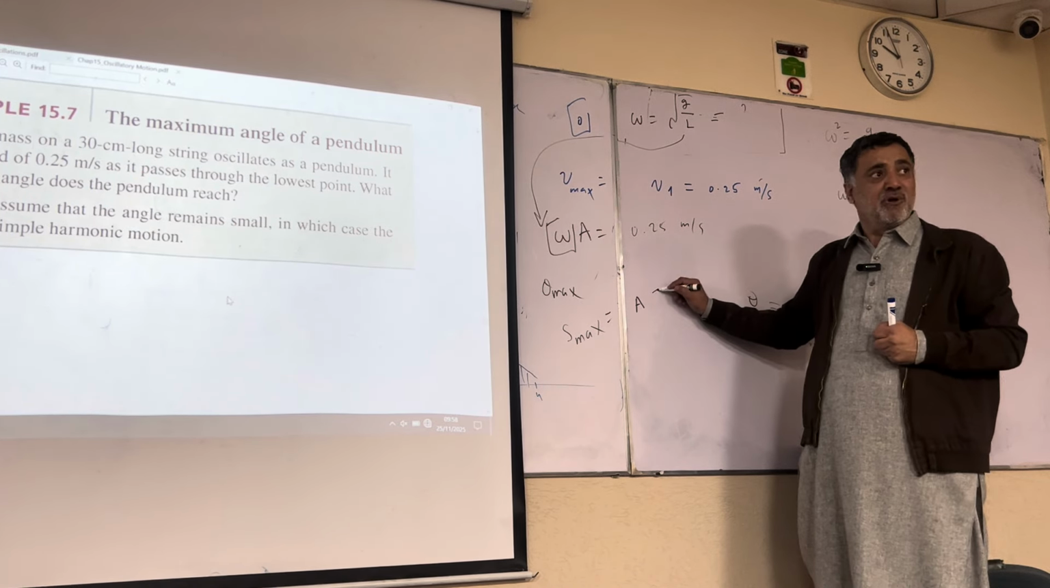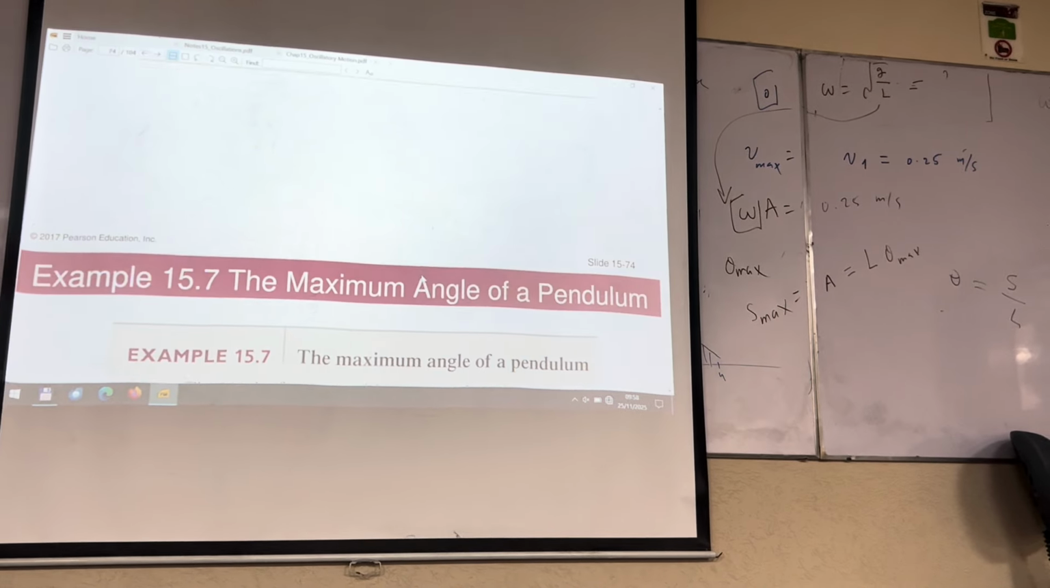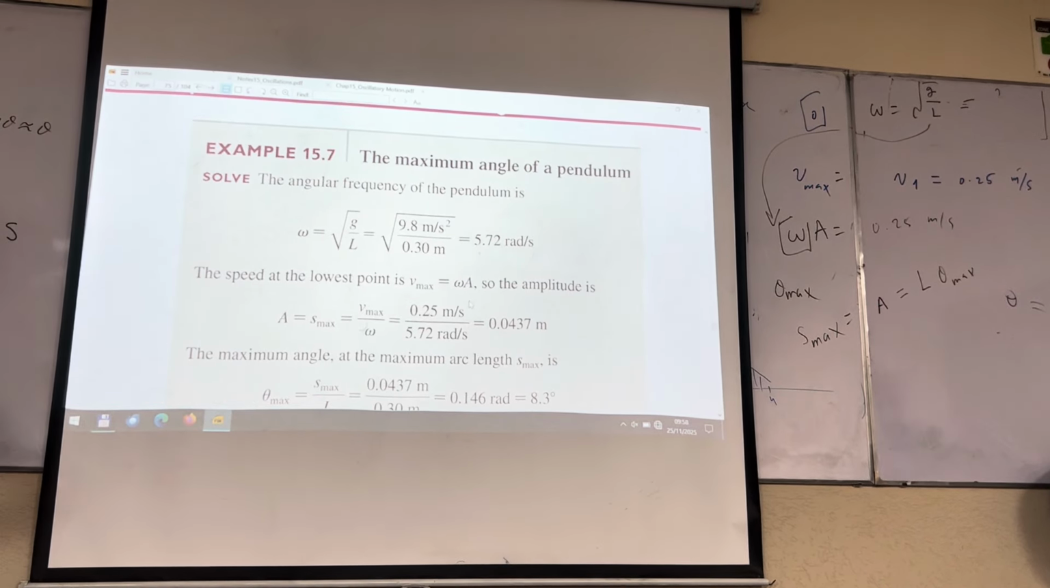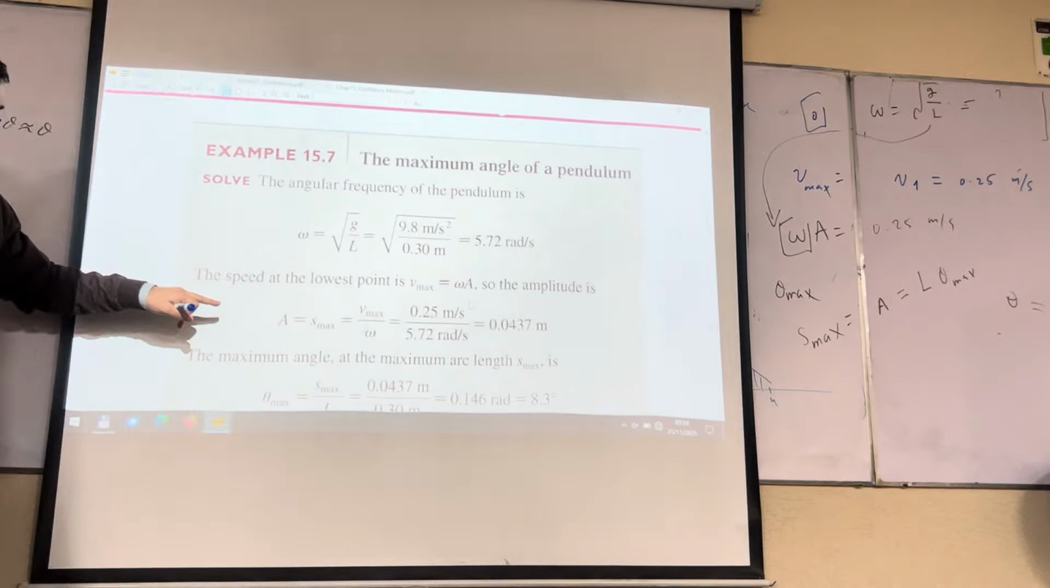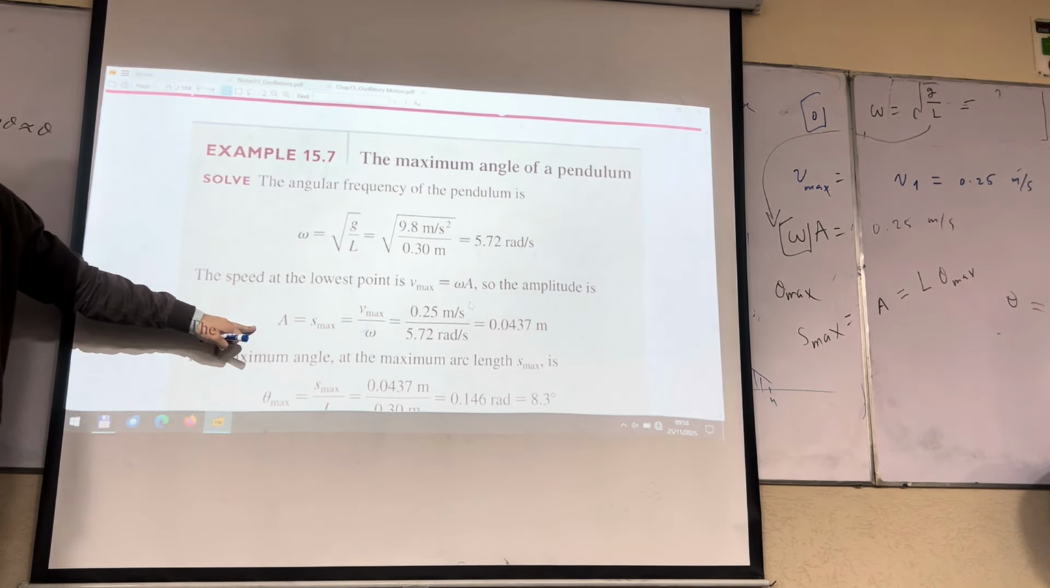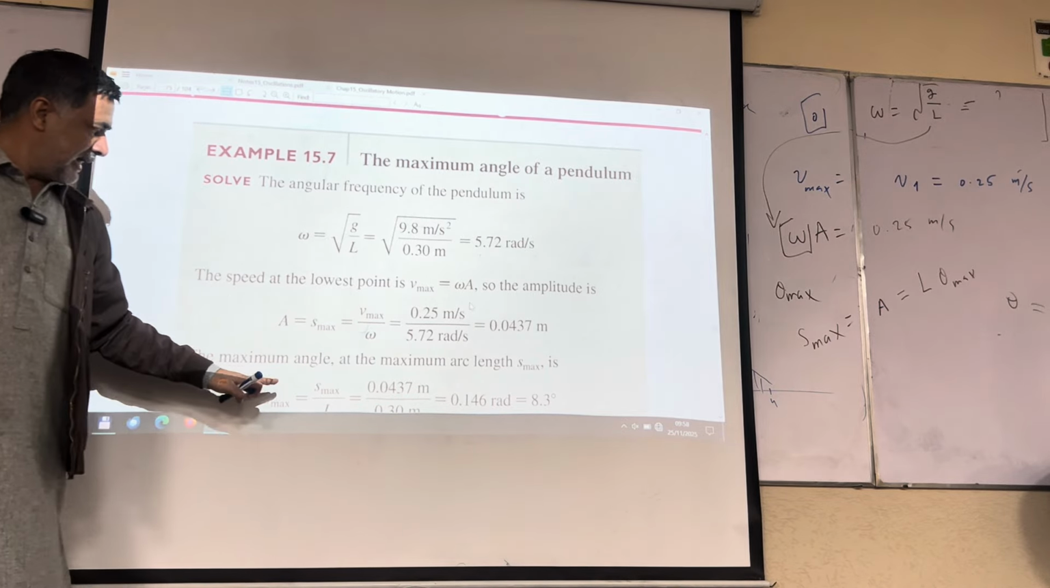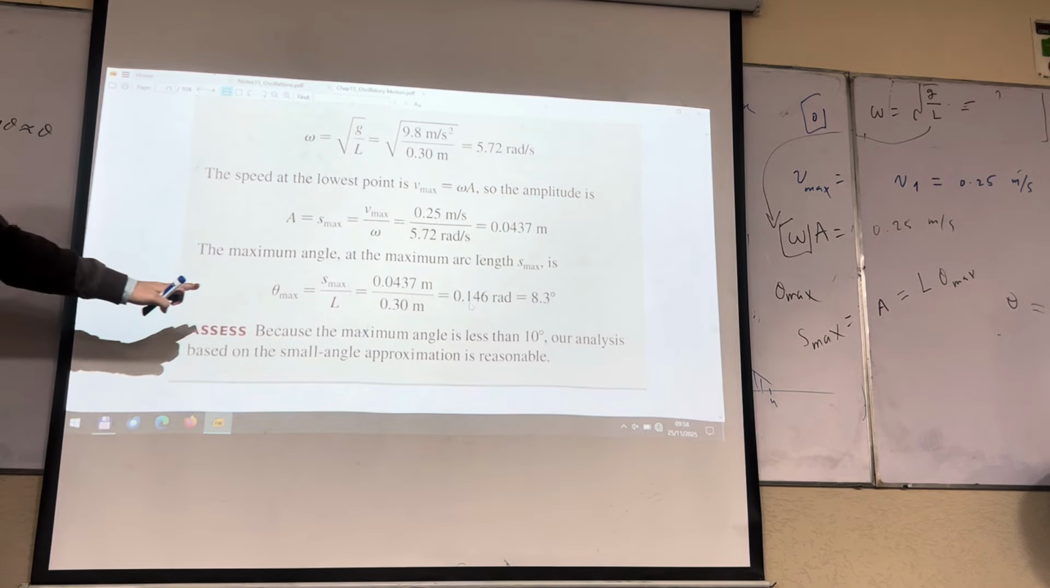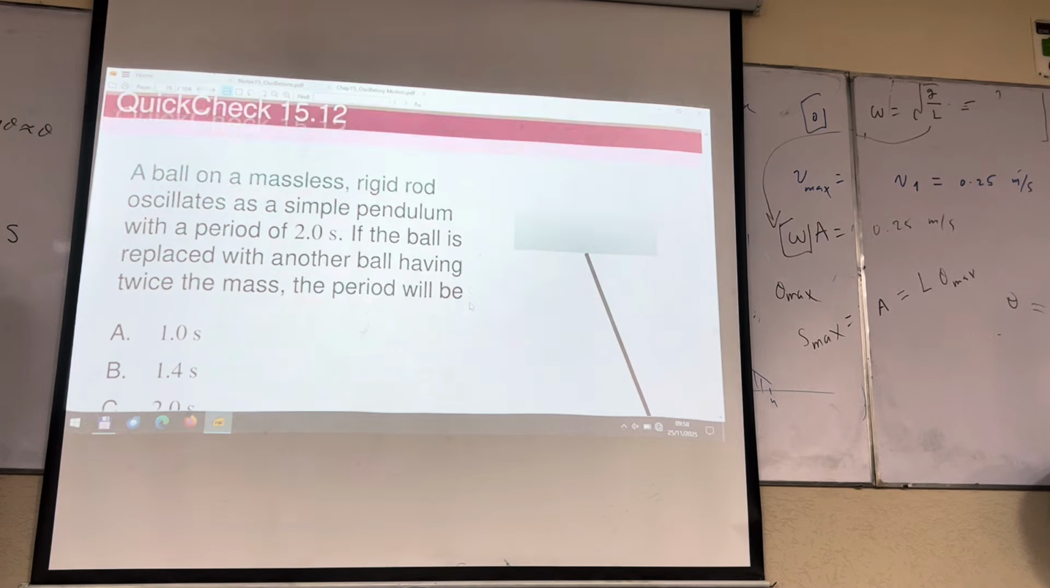जब आप ए कंप्यूट करेंगे वो ए किसके इक्वल होगा? एस मैक्स के. And we know S max has to equal L times theta max, and we know the value of L. So you will compute theta max. There is no rocket science. You just follow the rules. इसने यही किया हुआ है. पहले उसने ओमेगा कैलकुलेट किया है, फिर उसने ए कैलकुलेट किया है उसी से, और उसी से फिर उसने थीटा कैलकुलेट किया. वेरी इजी, ठीक है ना?